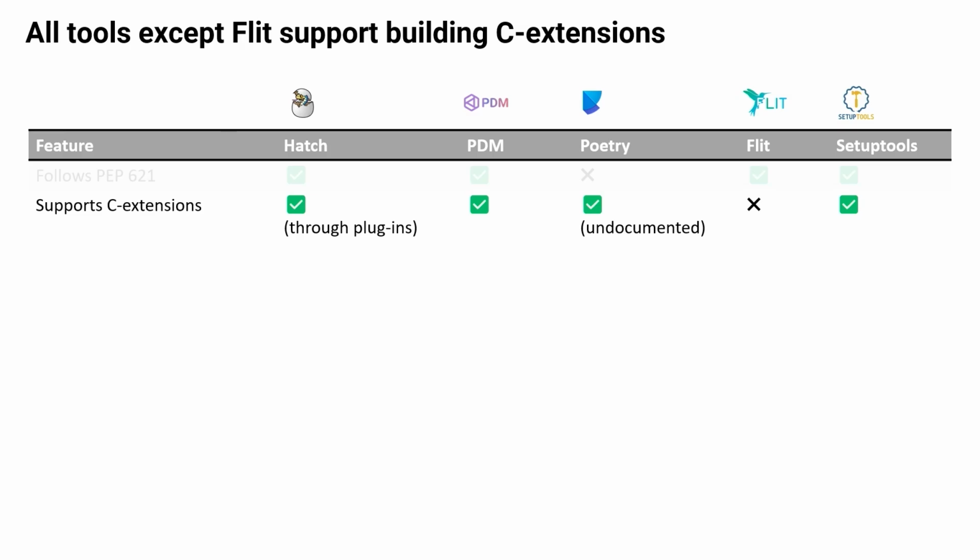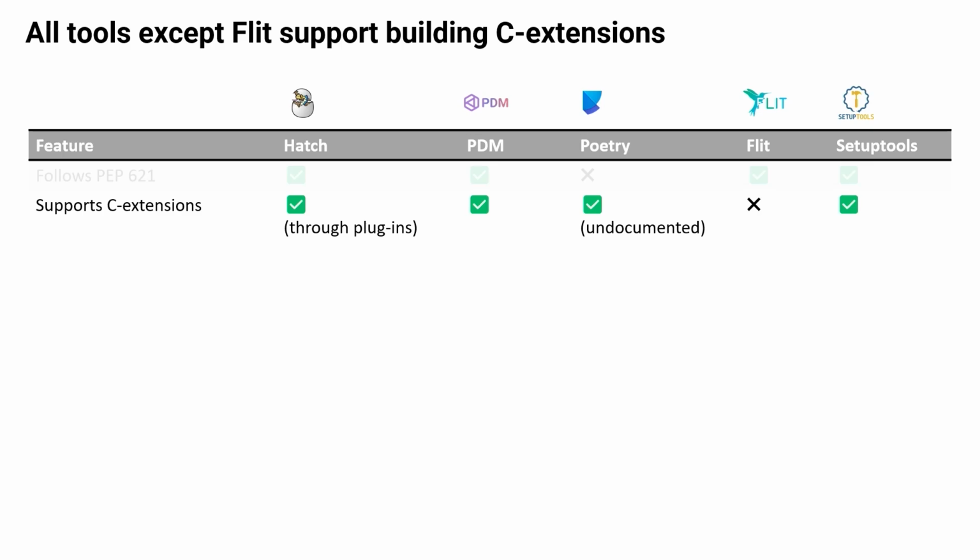Flit didn't, by design. They wanted to cover most use cases, but not all. Poetry has undocumented support for C extensions through something they call the build.py file. I believe it's similar to the setup.py file in setuptools. I'm not sure. If you need it, you can read about it in some GitHub issues. PDM has an absolutely stellar way of handling this, and I'll talk a bit more about that in a second.